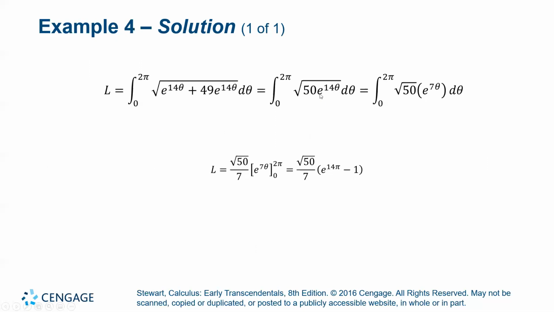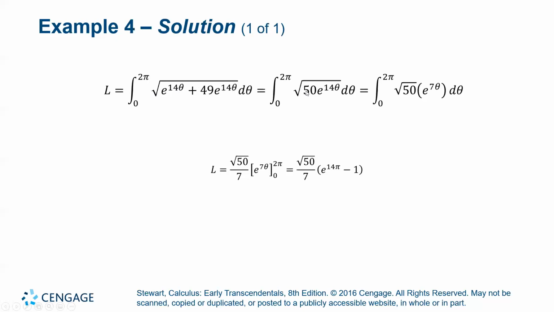Sorry, 50, not 15. Remember, you can only do this when the exponents are the same. We have e to the 14 theta here and e to the 14 theta in the second term. So we're able to add them. They are like terms. So 1 plus 49 equals 50.